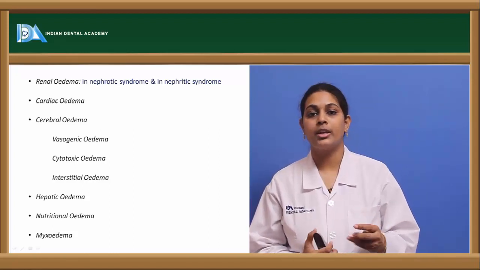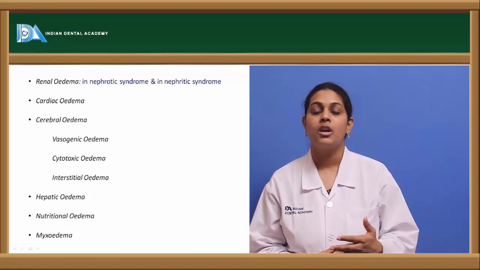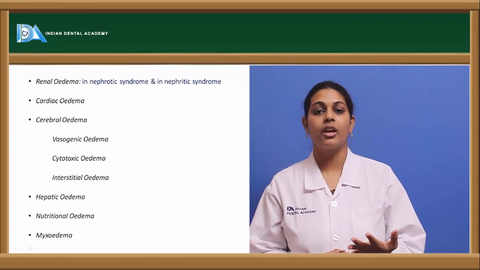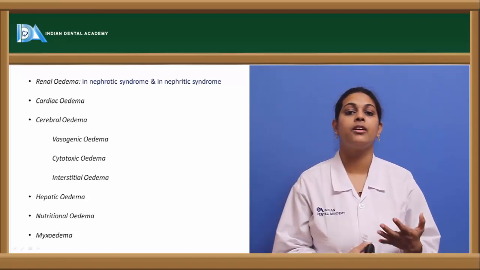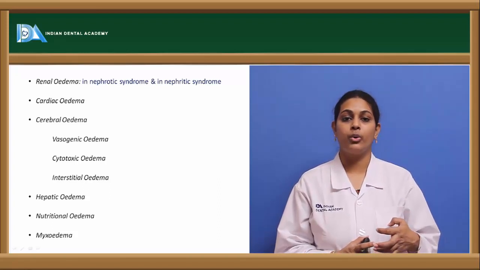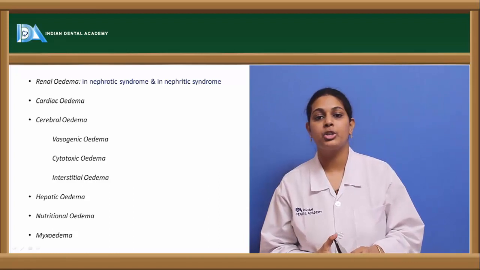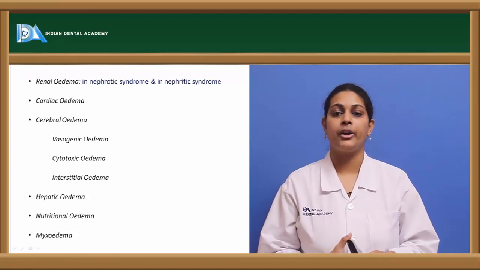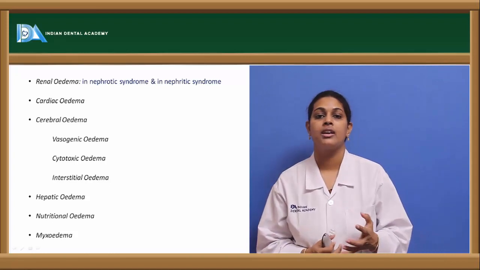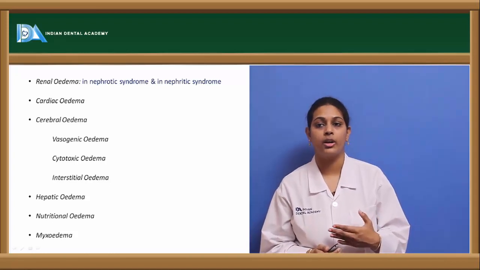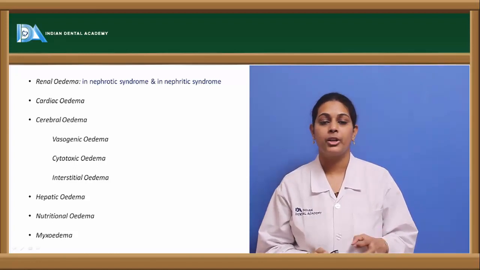Coming to nutritional edema, we usually see it in disorders such as kwashiorkor and marasmus because of insufficient intake of protein and minerals. It might result in abnormal accumulation of fluids and nutritional edema. Coming to myxoedema, which is usually a consequence of hypothyroidism, we see swelling associated with the skin of the face, and this condition is known as myxoedema. So these are the types of edema we see associated with particular organs.